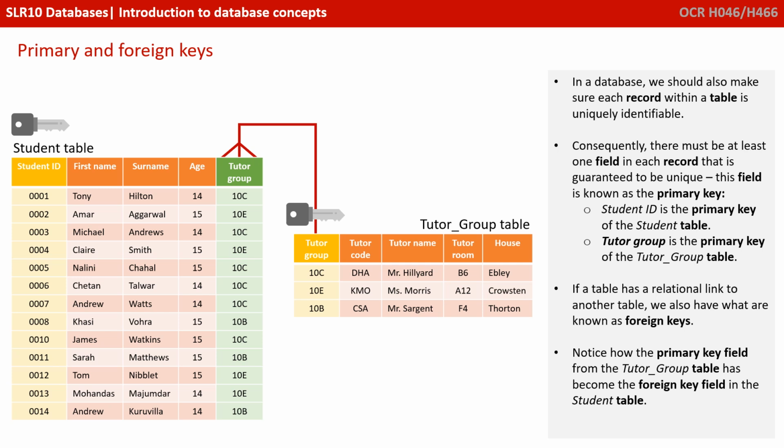If a table has a relational link to another table, we also have what are known as foreign keys. Notice how the primary key field from the tutor group table has become the foreign key field in the student table when we create the relational link.